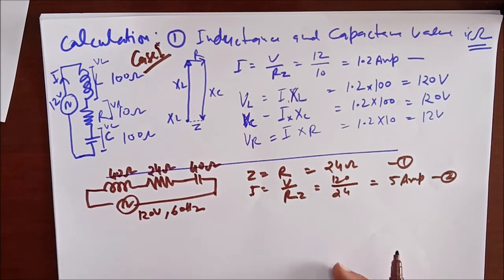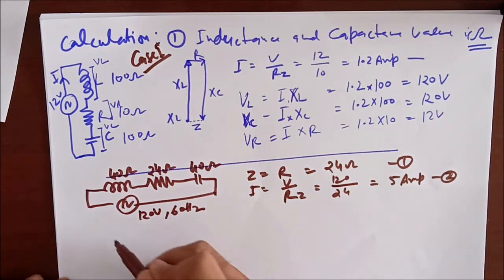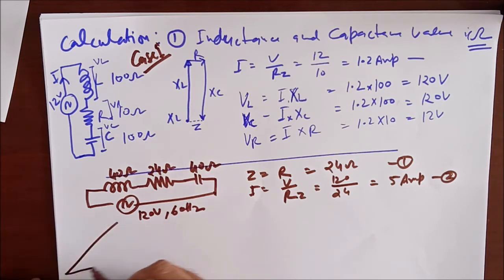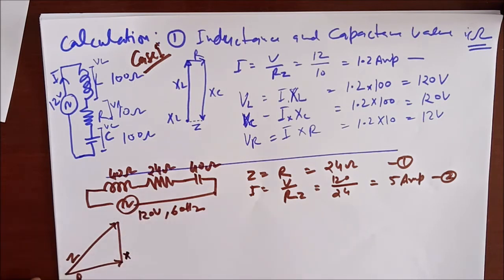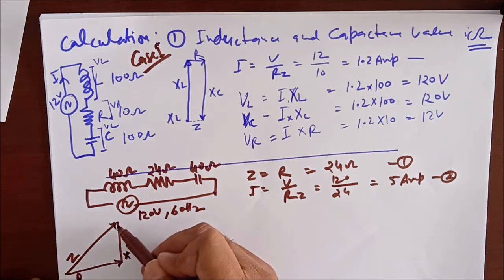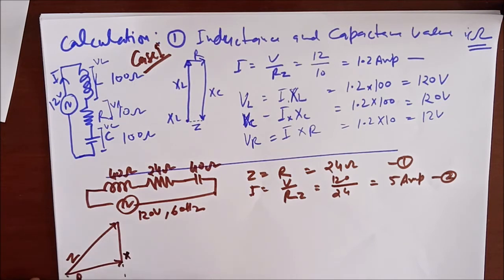Now if you remember, I told you about the phasor diagram. This is Z, this is R, this is X. So X depends on XC and XL. Maybe this will go upward, maybe downward, depending on the values of XL and XC. If XL is higher, it will go upside. If XC is higher, it will go downside. But initially I am assuming any value which I am going to calculate. So this is the draft phasor diagram.